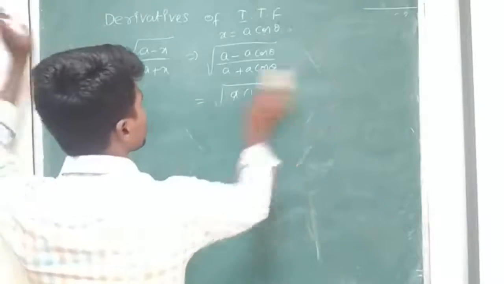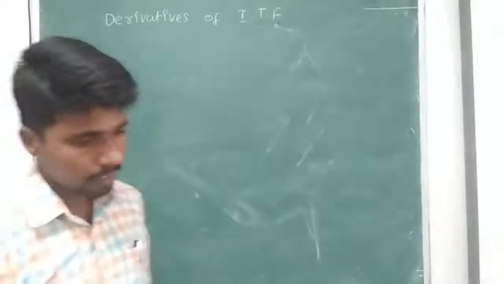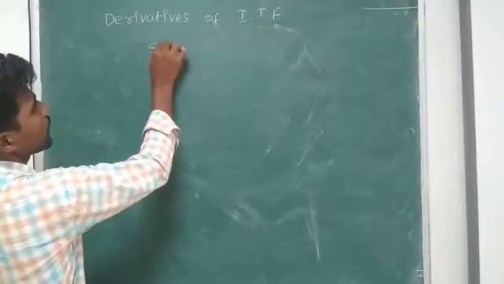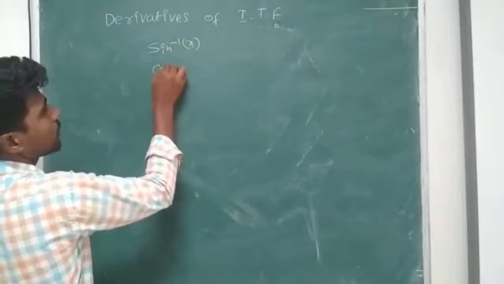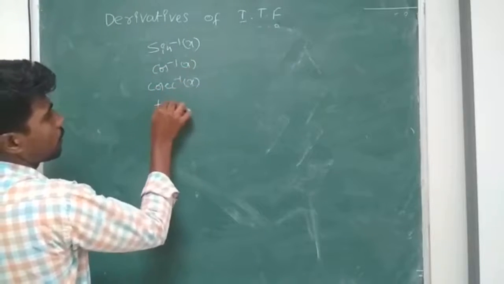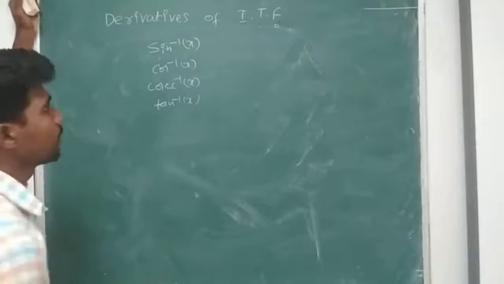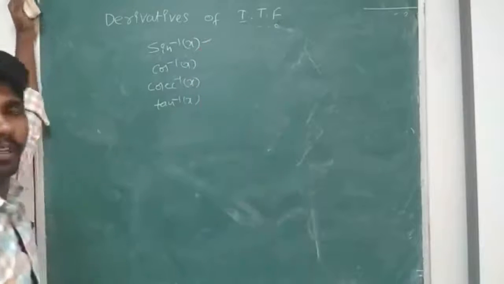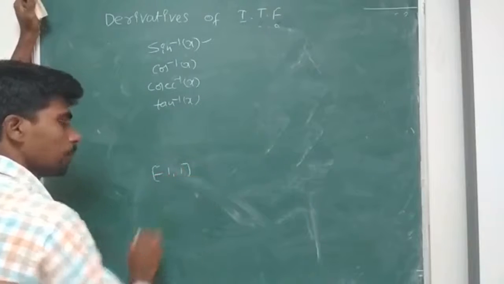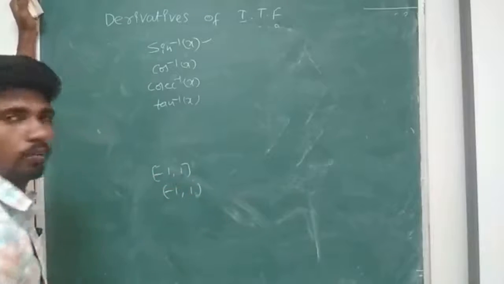Write down problem number 1. Discuss the domain of differentiability of the following functions: sin inverse x, cos inverse x, cosecant inverse x, tan inverse x. Right. So what are the domains? All the functions you take. Sin inverse x, just now we found the derivative of sin inverse x. So its domain is minus 1 to 1, but the derivative does not exist at minus 1 and plus 1. Therefore what we got? Minus 1 to 1 open.